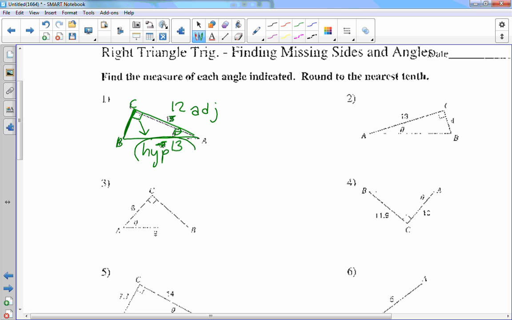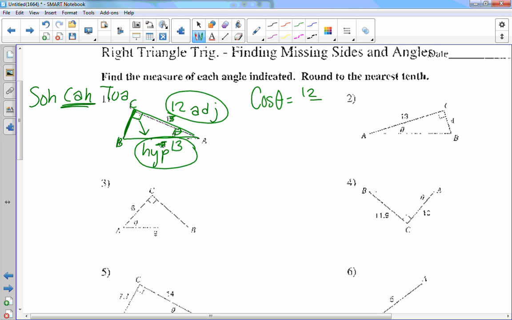So we're solving for theta, and we know the adjacent and the hypotenuse. Which one do we use if we know adjacent and hypotenuse? Cosine. Cosine is adjacent over hypotenuse. So we're going to go with that ratio, adjacent over hypotenuse. Excellent. So we know everything but theta.